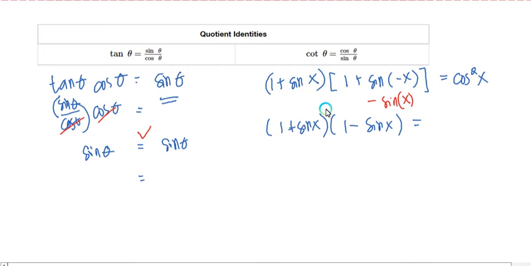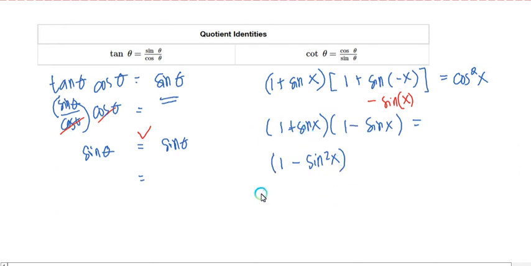So this is difference of squares. Since they have the same first term and the same second term, only the functions differ. That means you square the first and square the second. So we have the square of 1 is 1, minus sine squared x. So this is our equation now. You can also perform the FOIL method if you like. You will come up with the same answer, 1 minus sine squared x.